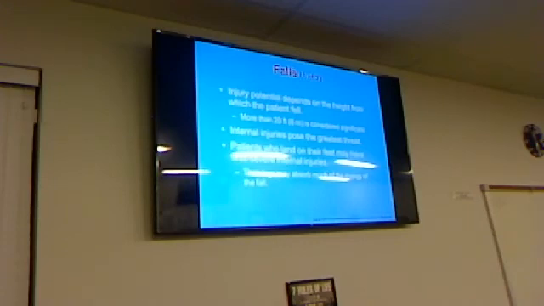All right, so falls. So injury potential depends on the height from which the patient fell. Okay, so it says here more than 20 feet is considered significant. Again, like I said, if you have a child that has fallen 10 feet, that could be a significant mechanism of injury. You have an 80-year-old female that is on blood thinners that fell from a standing position and struck her head. That can be significant. So you have to really look at all the factors involved.